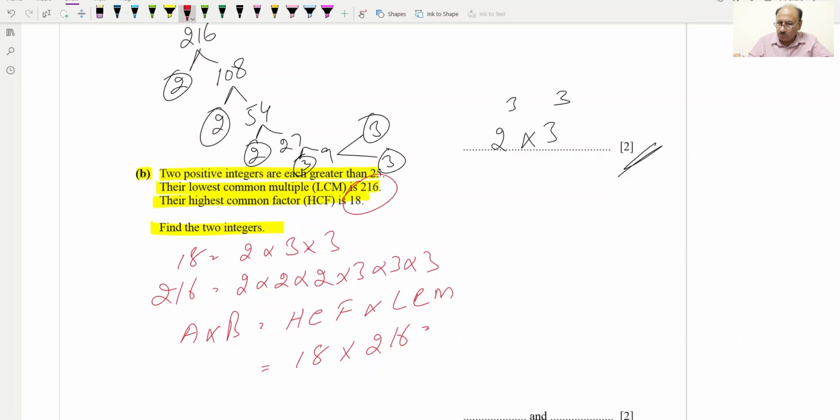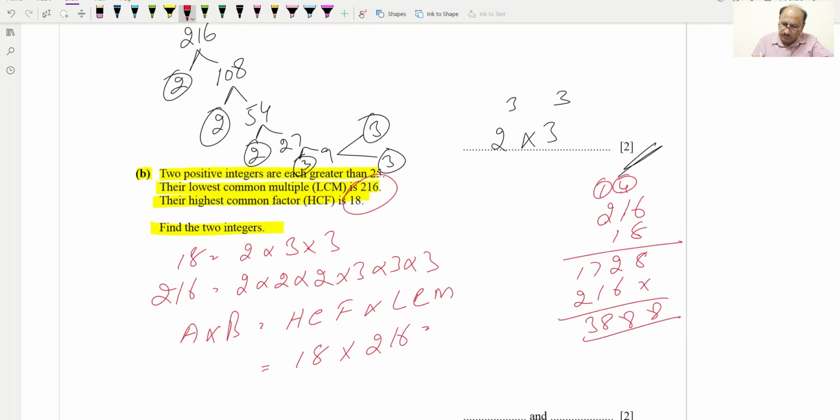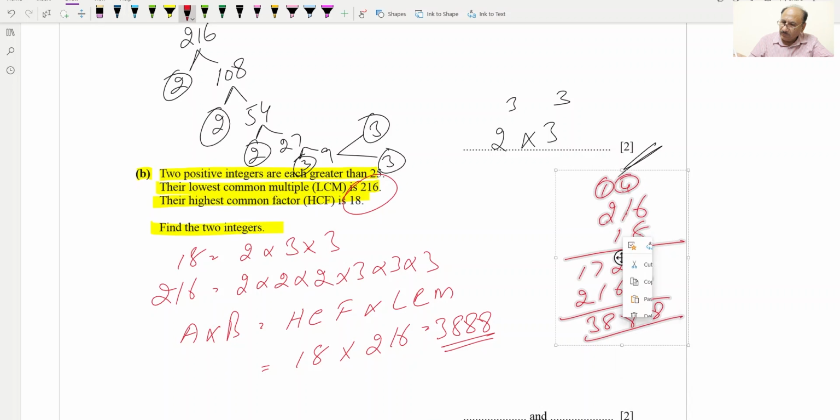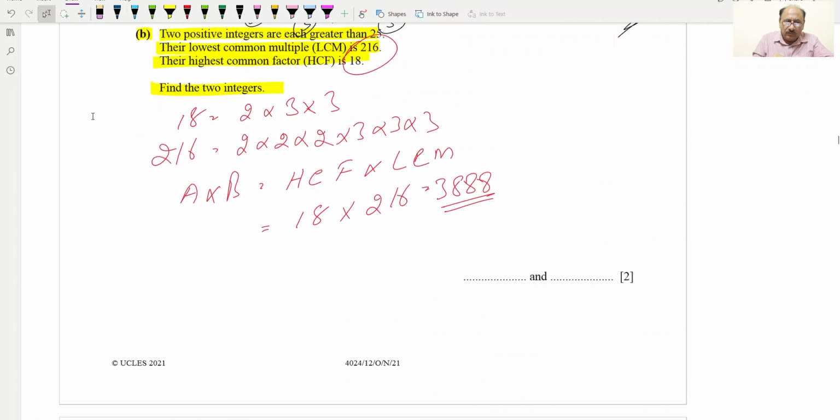We can multiply. So 216 into 18, if we multiply, we will be getting 8 6s are 48. We can write here 4, and 8 ones are 8 and 4 will be 12. So 1 and 8 twos are 16 and 1 is 17, and this will be 216. If we add, this will be 3888. So this will be equal to 3888. Now this number should be the product of the numbers, and we'll erase this extra working.